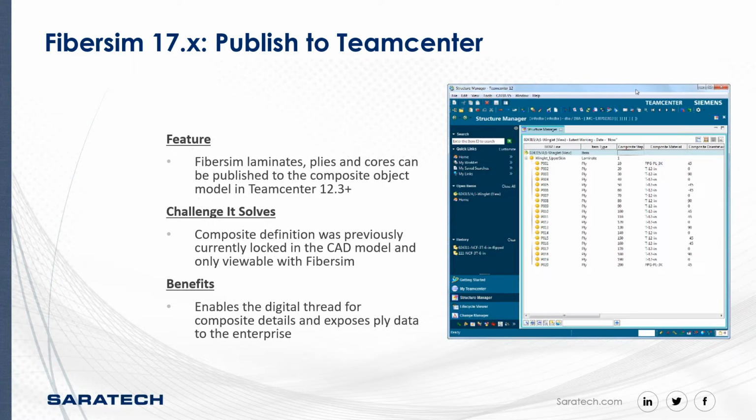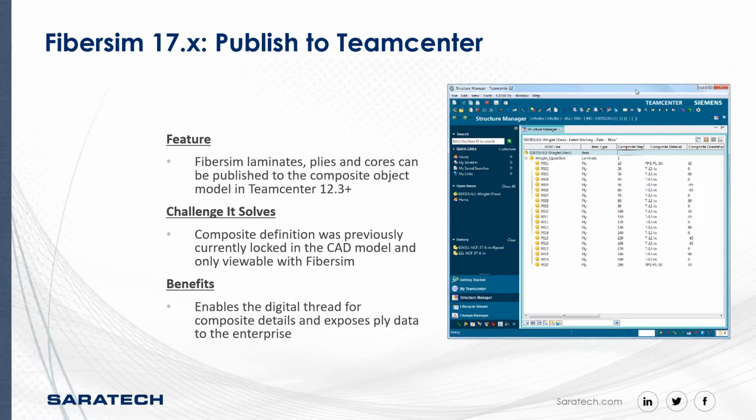into the foundation capabilities of Teamcenter that can be installed on your Teamcenter server, and Fibersim can publish its composite content, including the plies, the cores, the laminates, including the attributes about those plies, the materials, etc., as a structure to Teamcenter, effectively expanding the composites information out to the enterprise. So instead of having to use Fibersim and potentially view the model or extract the information using one of the many Fibersim export options, you can now publish that structure into Teamcenter and view it there. And you can then leverage that information downstream.